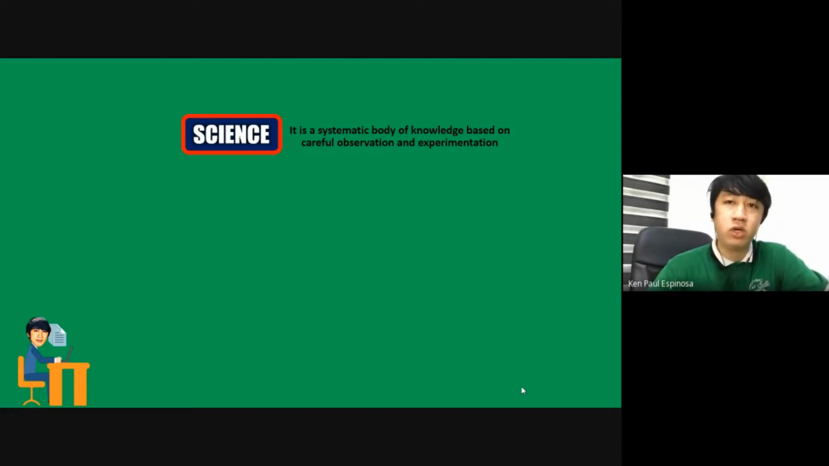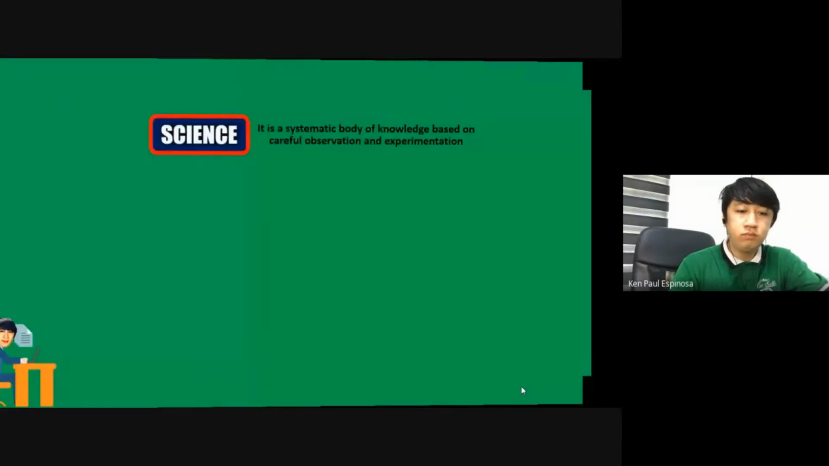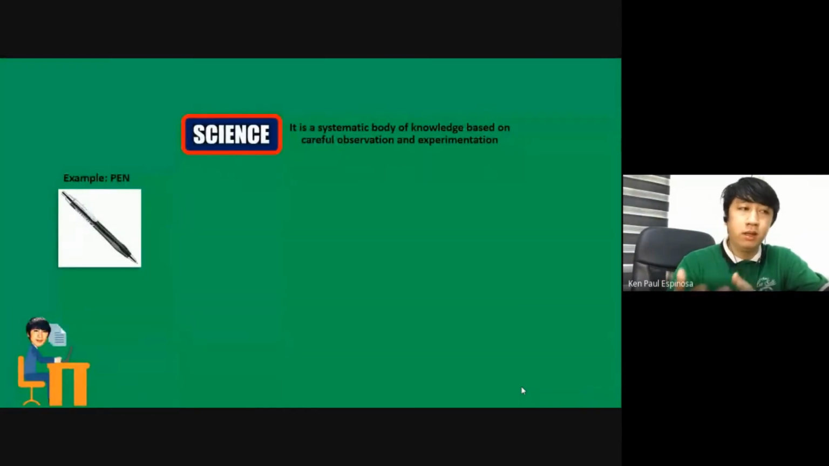Based on careful observation. What do you mean by careful observation? Using your senses: sense of sight, sense of hearing, smell, touch. Then experimentation, meaning it has undergone experimentation or has an actual application, and that is science. So I'll give you a good example of this. First, pen. Is pen a science? Do you think pen is a science?